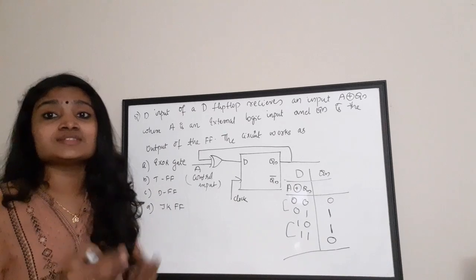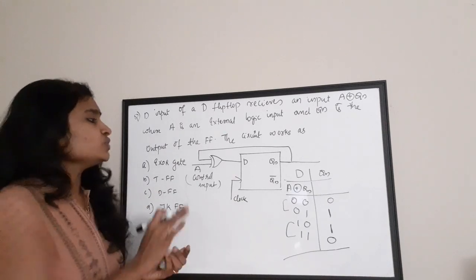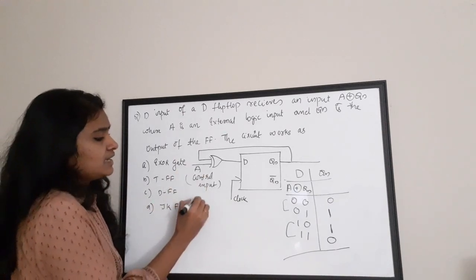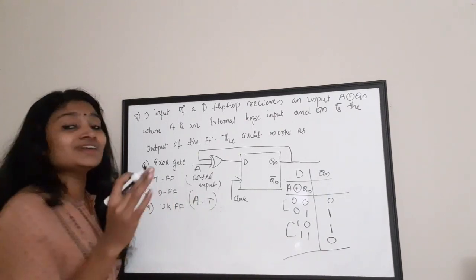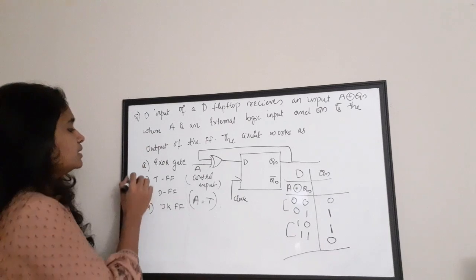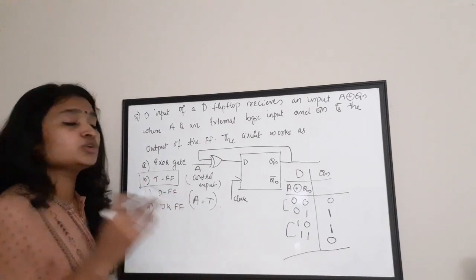So this is a what? This is a toggle flip-flop. So you can replace this A as A is equal to T, or your toggle input. So the correct answer for this question is option B, which is T flip-flop or toggle flip-flop.